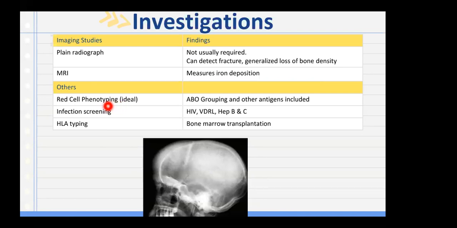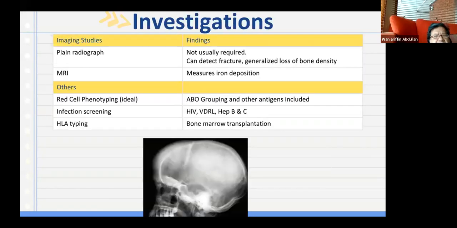Next is red cell phenotyping for blood group grouping, and then infection screening, especially for blood transfusion, and then HLA typing for bone marrow transplantation. Okay, so this is called screening, because you will do it for all patients. You will do this every 6 months, because all these can be transmitted by blood transfusion, blood transmitted diseases. Patients receive blood transfusion every month, and so every 6 months you have to check for hepatitis, for VDRL, HIV.